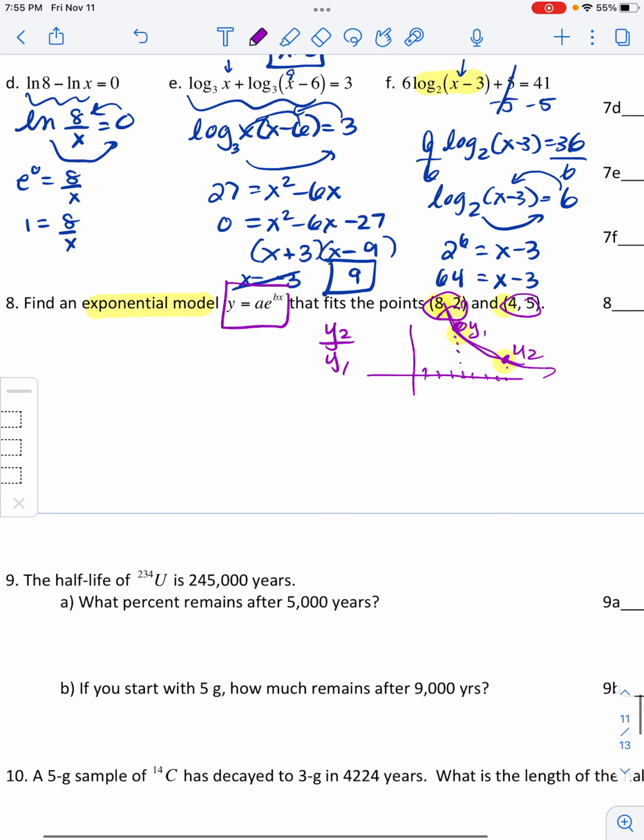So I take, now that I wrote all over it and can't even see, I'm going to take that second point, and I'm saying second because it's further over. I'm going to put y in the y spot. I don't know a. E is a thing like pi.